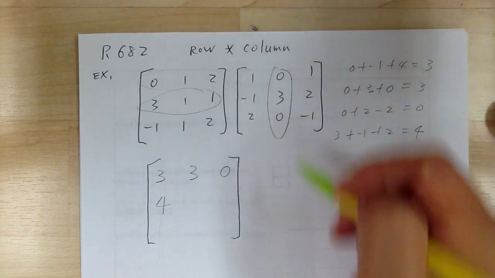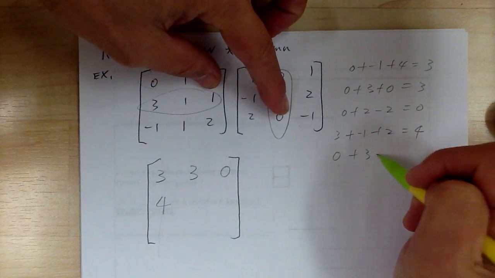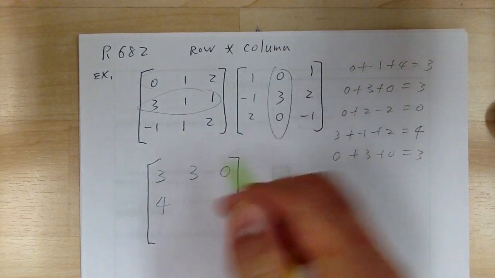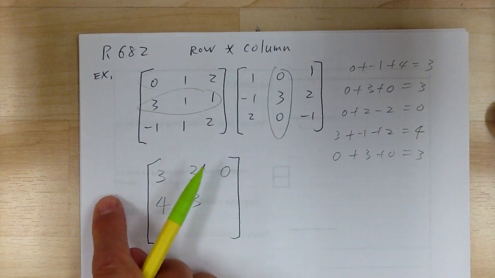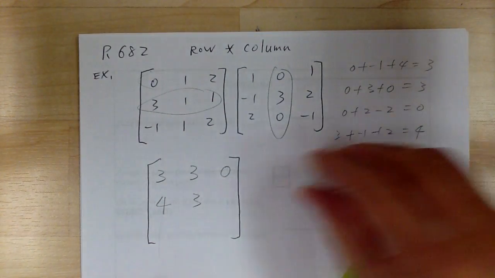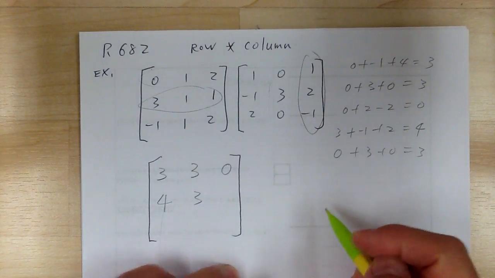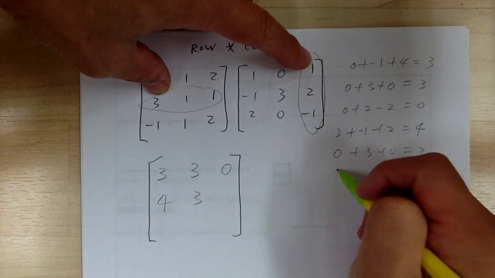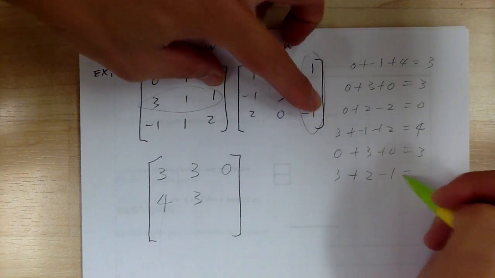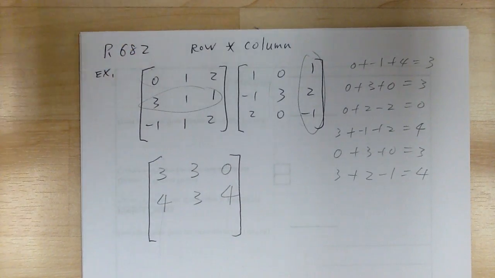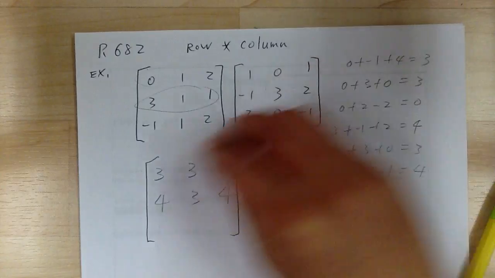So now you go and do the second column. So you multiply, so it'd be 0 plus 3 plus 0 equal to 3. So the 3 goes over here. Again, second row times second column, the answer will go second row, second column. Okay, so you keep adding, right? Multiply and add. So do this one here. So this would be 3 plus 2 minus 1, so equal to 4. So 4 goes over here. Okay, so now you're done with the second row. So you go to the third row, right?